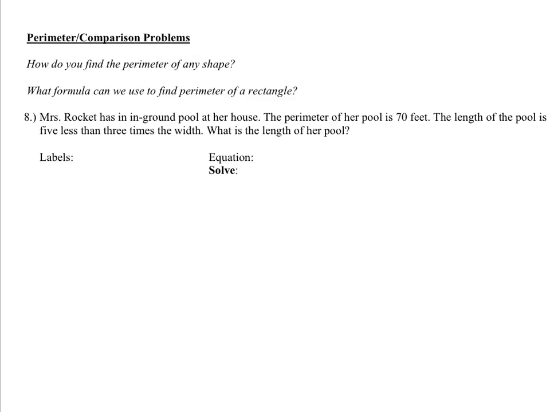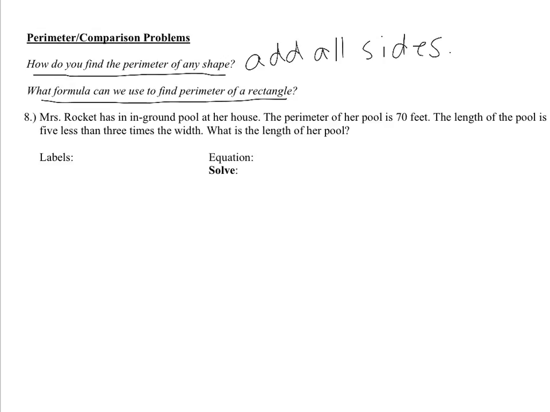So the next two problems have to do with perimeter. They are comparison problems, but they're very specifically perimeter problems. So it's important to understand what perimeter is. So question here, how do you find the perimeter of any shape? Well, for any shape, you're just adding up all the sides. So you just add all sides. And then specifically, if we were talking about a rectangle, there's a formula we can use.